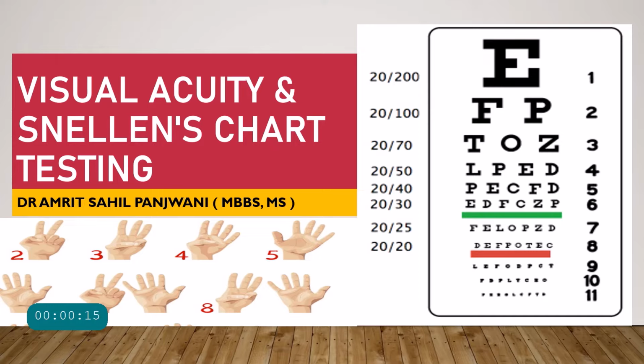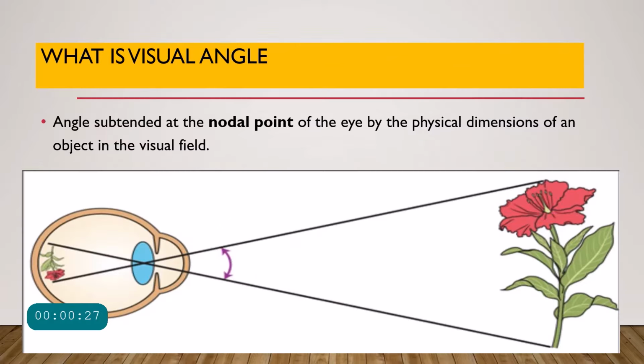Today we are studying the visual acuity and Snellen's chart testing. Apart from that, we shall also be discussing the components of visual acuity, the components of vision and the LogMAR testing. So before you understand the concept of visual acuity properly, we should understand what is meant by visual angle.